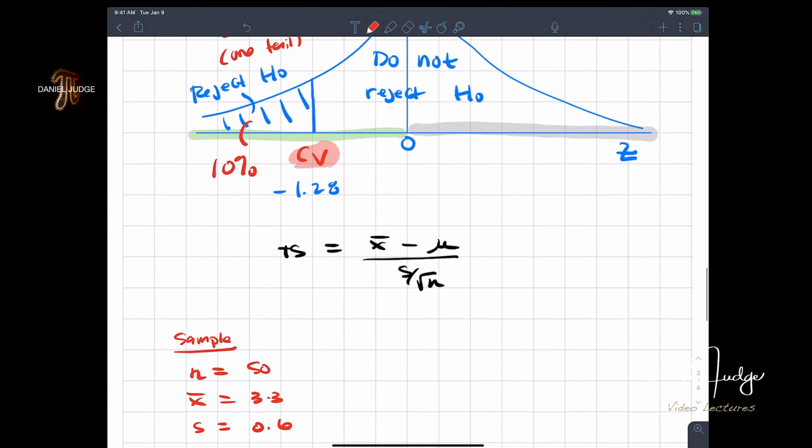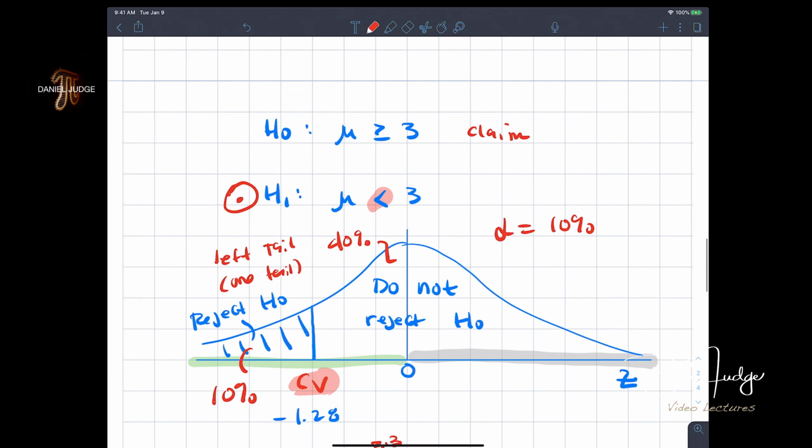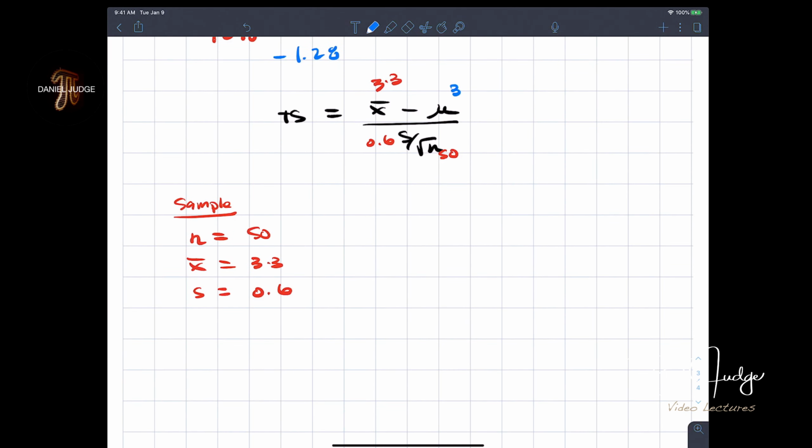So plug everything in now. You say, okay, N is 50, sample mean 3.3, sample standard deviation is 0.6, and then you say to me things like, but I don't know what mu is. Yes, you do. See the statement over here? Mu is greater than or equal to. What is greater than or equal to? Larger or equal. Mu here is 3. So rewrite this so you can clearly see what everything is.